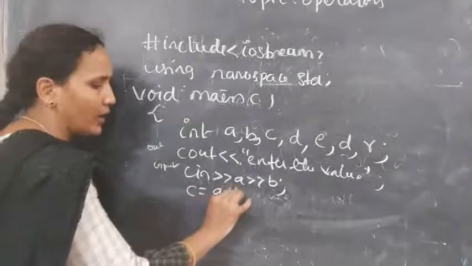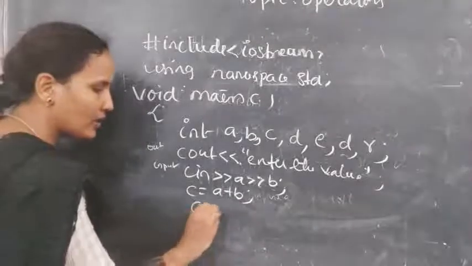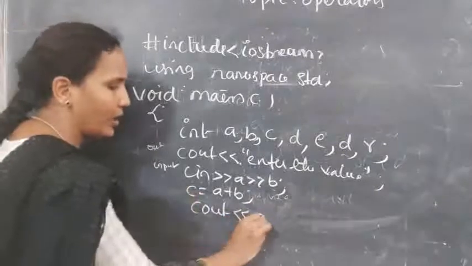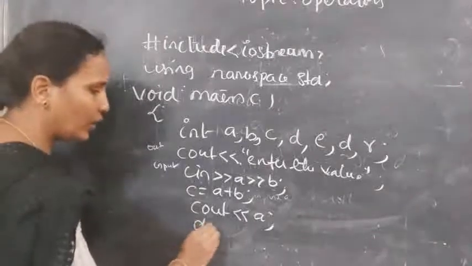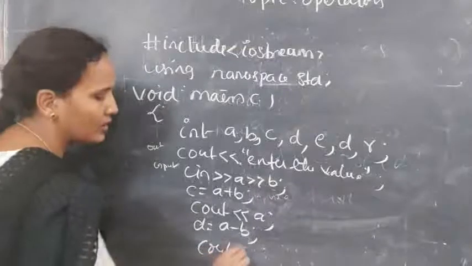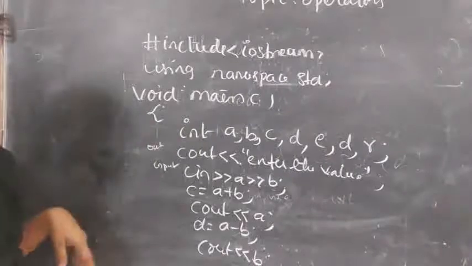c equals a plus b. Addition. I want to print that. In order to print that, again cout, it is an output statement. What you want to print? c. Okay. Now d equals a minus b. You print that, cout d. Okay. Like this, we'll perform all the operators.